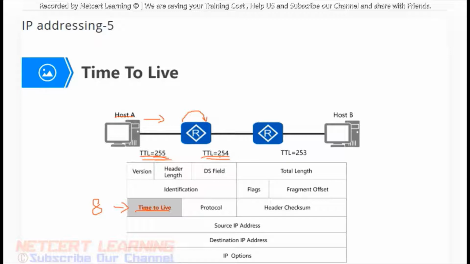And then this is 254, and then another minus 1 again. If there are many routers, this continues until the TTL reaches 0, and then the packet will be dropped and not forwarded again.